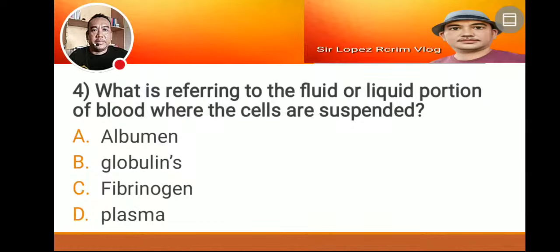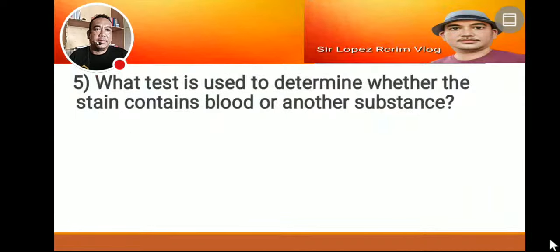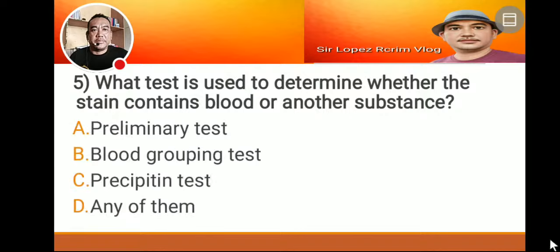Question number 5. What test is used to determine whether the stain contains blood or another substance? Letter A, preliminary test. Letter B, blood grouping test. Letter C, precipitin test. Or letter D, any of them.